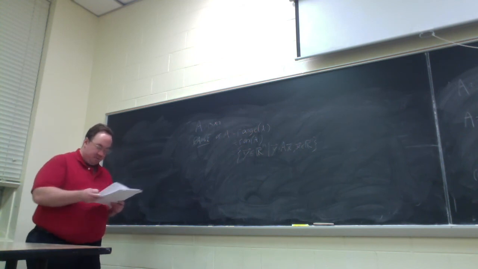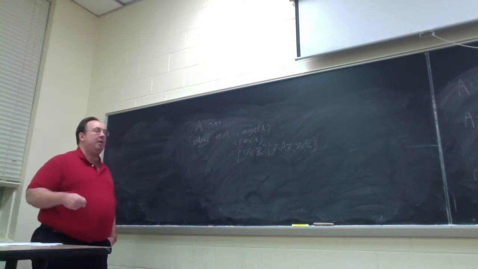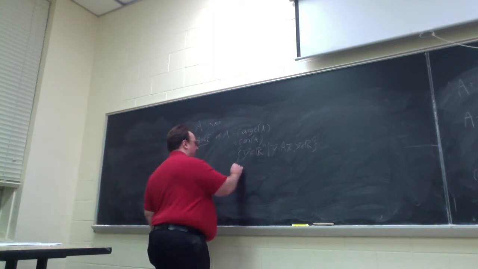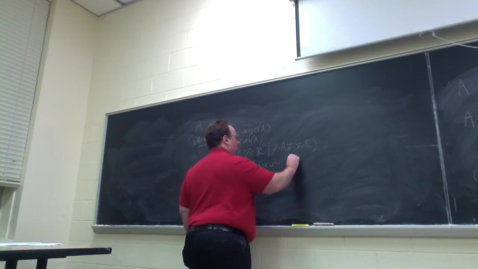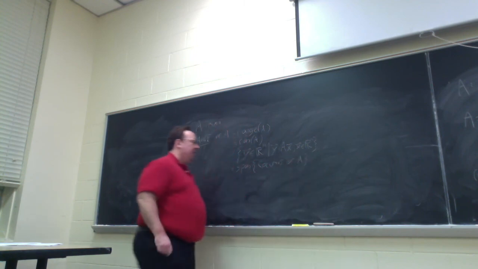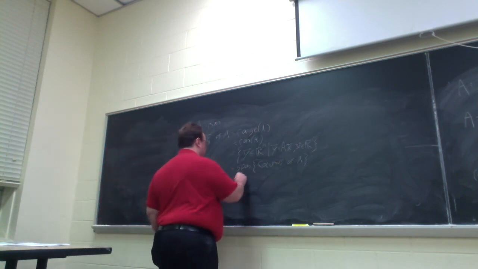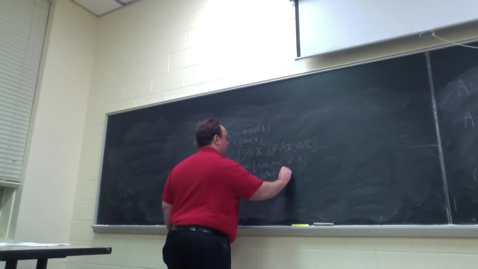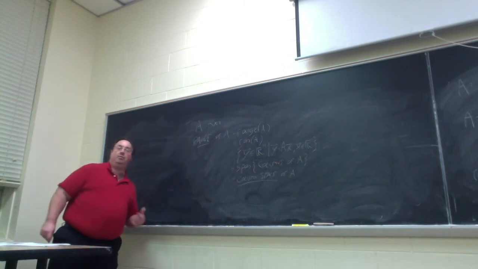Now, A times x is a linear combination of columns of A, so you can think of it as the span of the columns of A. So another name for the range is the column space of A. So range and column space refer to the same thing.